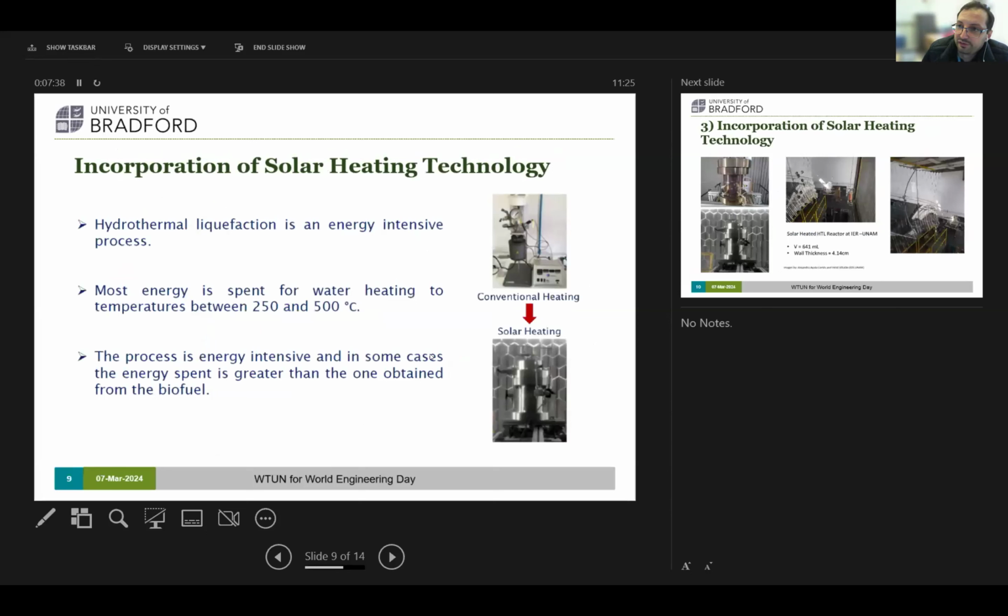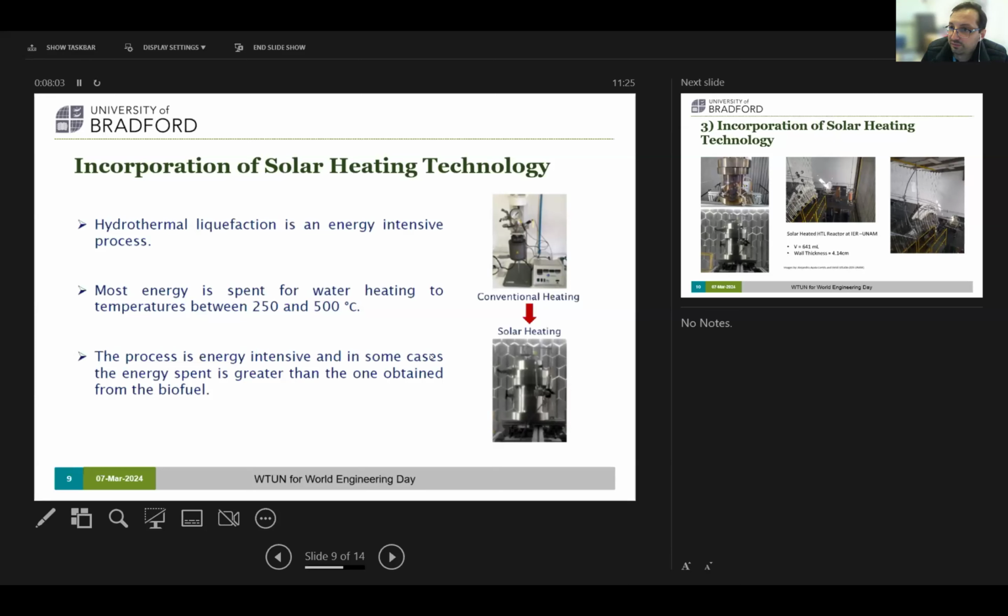The hydrothermal liquefaction process is an energy-intensive process. We need to reach high temperatures and high pressures. Sometimes we can spend even more energy than we may be gaining in terms of improving the original feedstock. So our current effort is to incorporate solar heating technology into the hydrothermal liquefaction process.